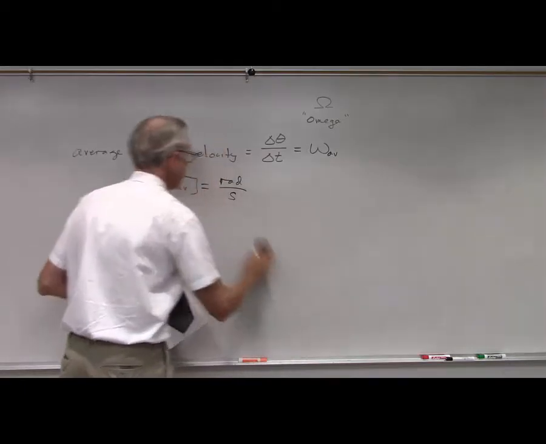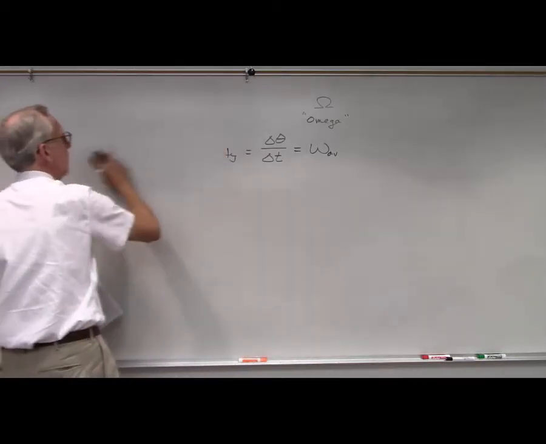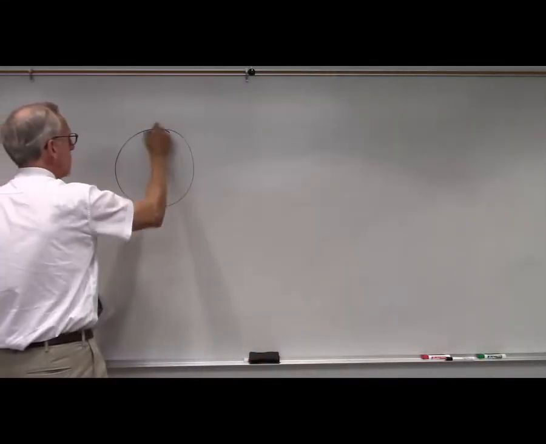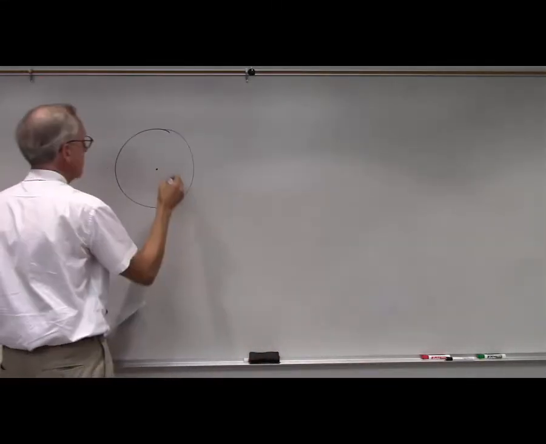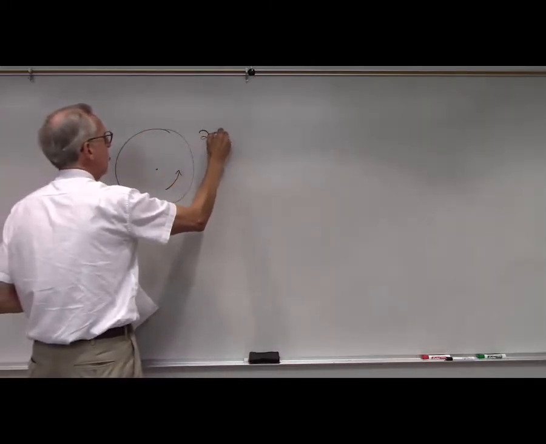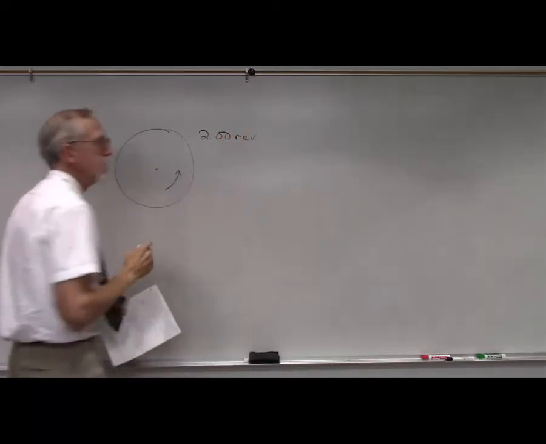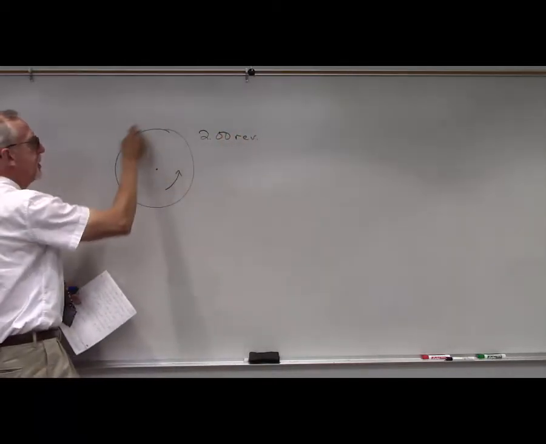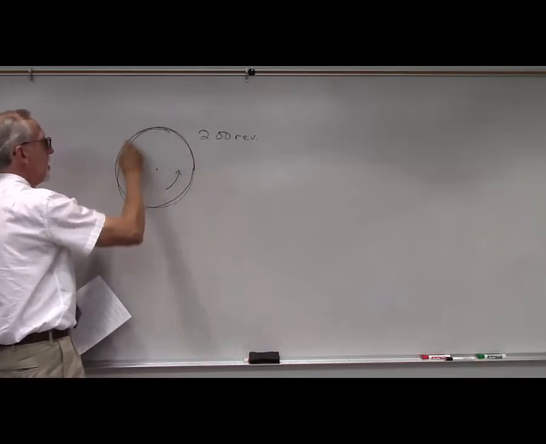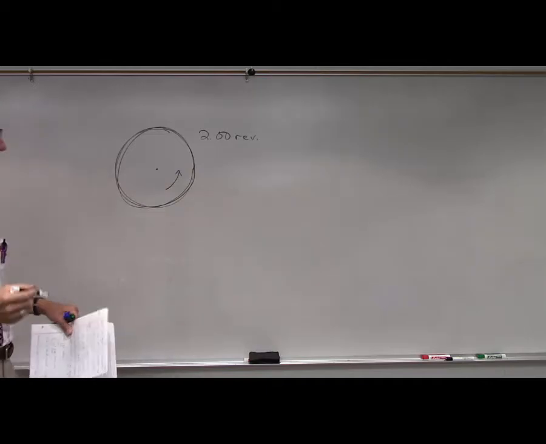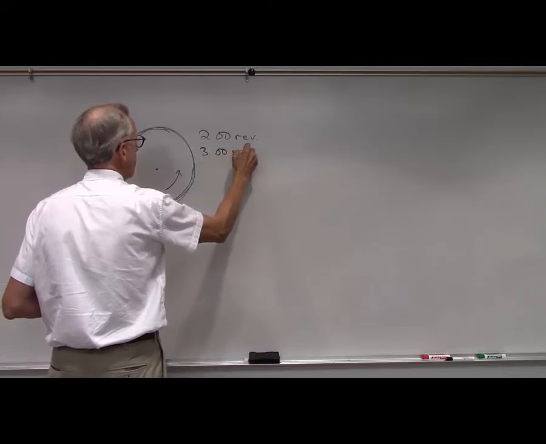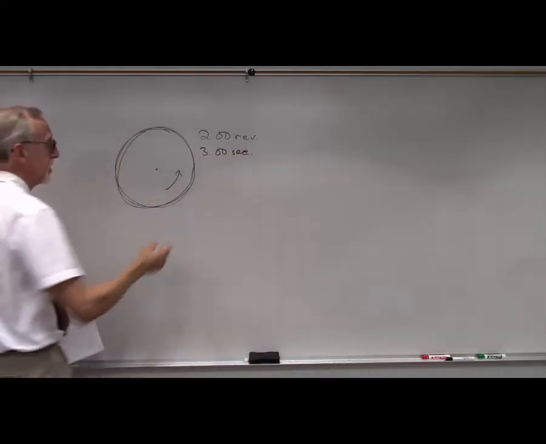So let's stick some numbers in here. Let's imagine we've got something, maybe a wheel or something like that. Let's imagine it is rotating, and let's imagine that it rotates through, let's say, 2 complete revolutions. One revolution means one complete circle, so it's going all the way around in a complete rotation, and all the way around one more. So 2 revolutions. And let's imagine that that takes 3 seconds. Let's figure out what the average angular velocity is.